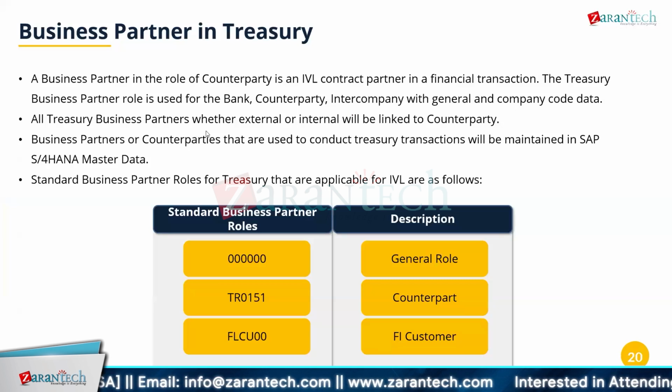All treasury business partners, external or internal, will be linked to counterparty. So counterparty is a very important role when it comes to treasury. These are counterparties that are used to conduct treasury transactions and maintain in S/4HANA master data. Standard business rules are applicable. Again, these are configurations of business partner, and these are the role names.